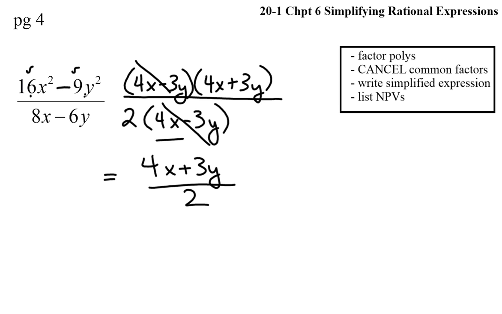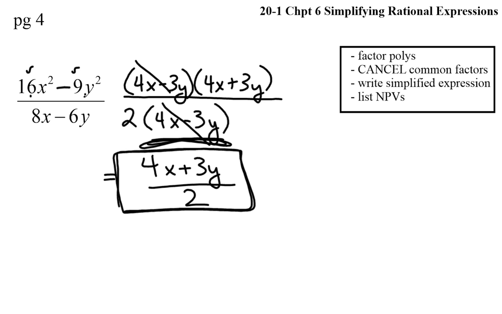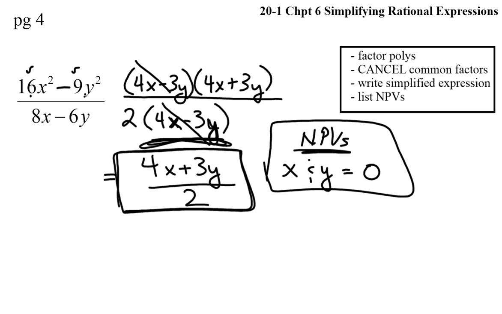And NPVs, because we have an x and a y, in this case, with two of them, there is nothing that's going to limit us. Unless x and y both equal 0. Those are the NPVs. It's the only time. Otherwise, an x value and a y value that's other than 0 is going to give us something we can work with. There's your simplified form.